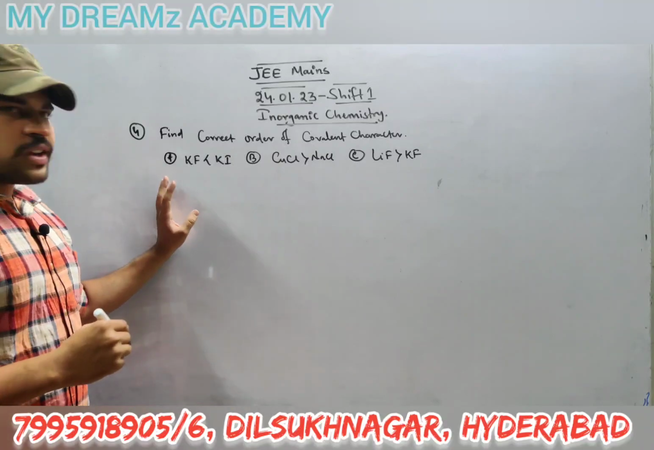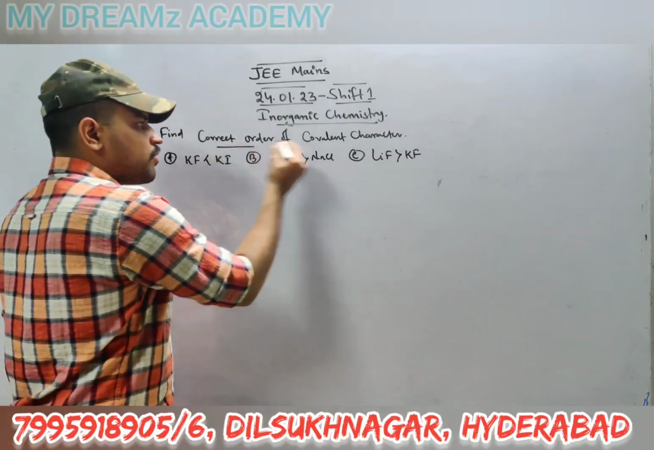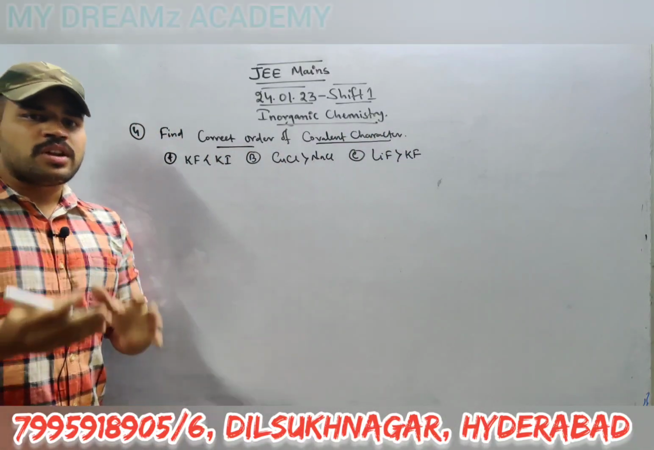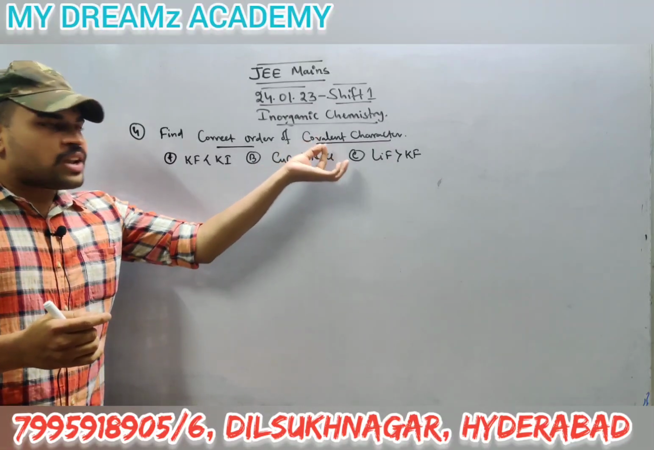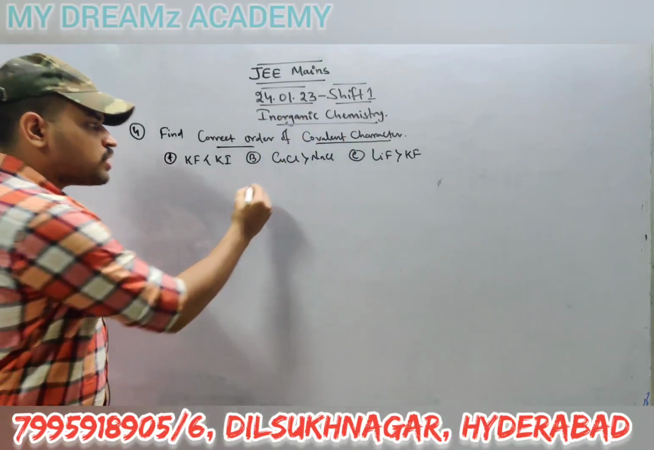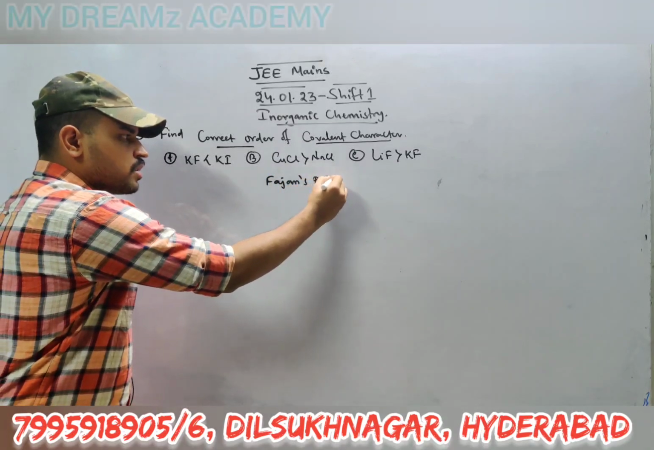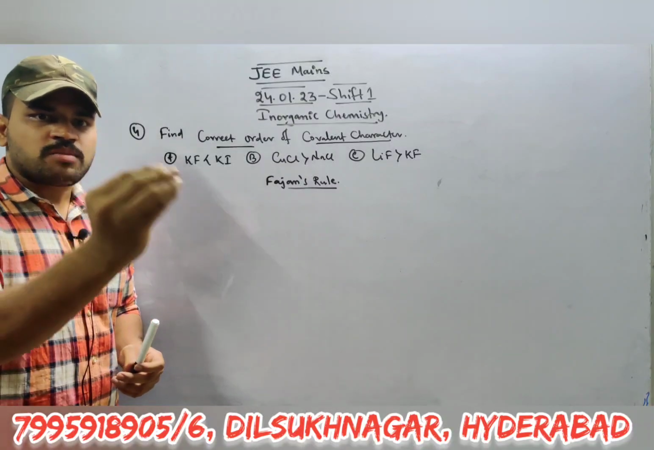Next, we can see the fourth question. In the fourth question, they have given the correct order of covalent character. That means no compound is purely ionic or covalent. So every ionic compound will have some covalent character. Who said this? Fajan's rule. According to Fajan's rule, every ionic compound will contain some covalent character.